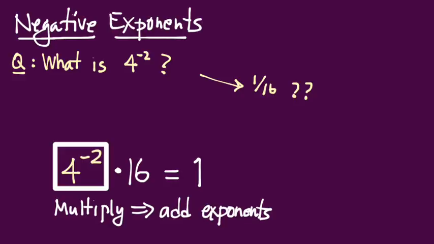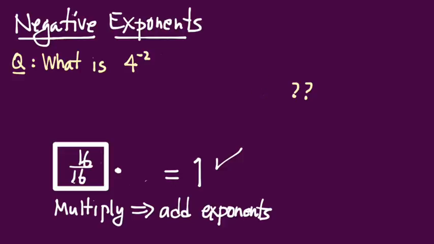Let's check it. If I put in this box here 1 over 16, what happens when I multiply 1/16 by 16? I get 1. Just multiply. How do you multiply fractions, by the way? Straight across. So 1/16 times 16 over 1 is going to be 16 over 16. And that is another name for 1. So that does work out. So at the end of the day, 4 to the minus 2 is in fact 1 over 16.